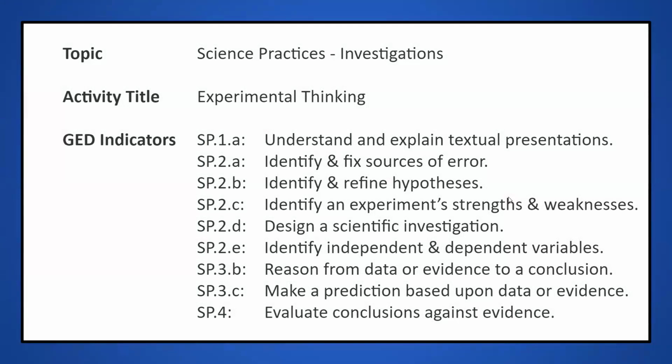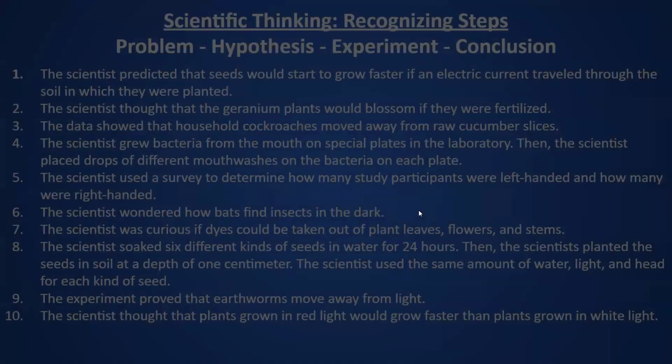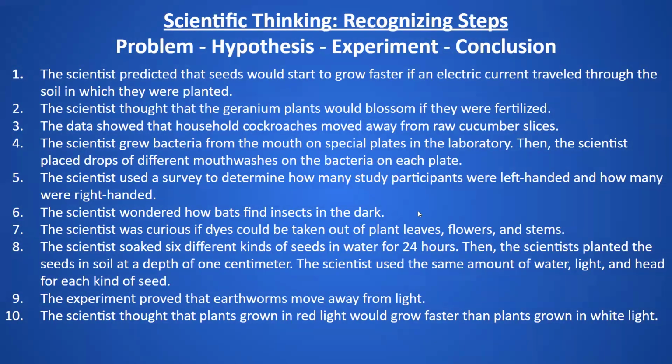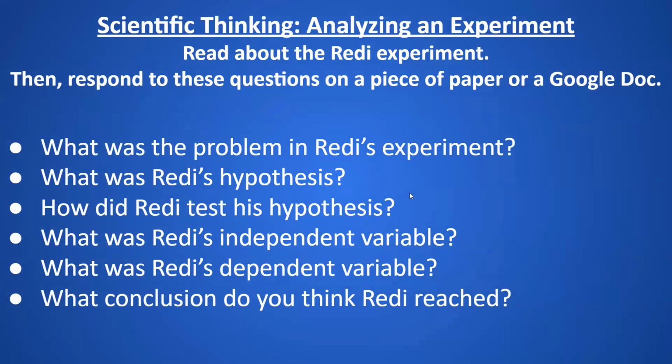So once you've talked through with your students a little bit about investigations and those scientific method related science practices, then you could do an activity involving experimental thinking. This activity involves looking at steps that a scientist did for a particular experiment, and then figuring out how to put them in order of what would have happened with the scientist following the scientific method. So this is making sure that they understand that logical progression before they get into the second part, which involves analyzing an experiment.